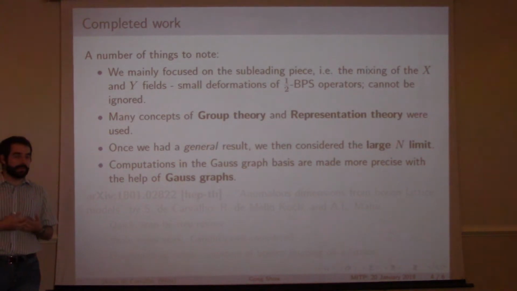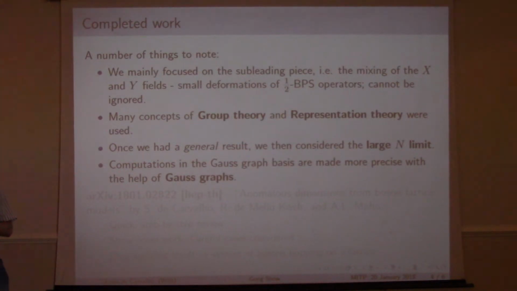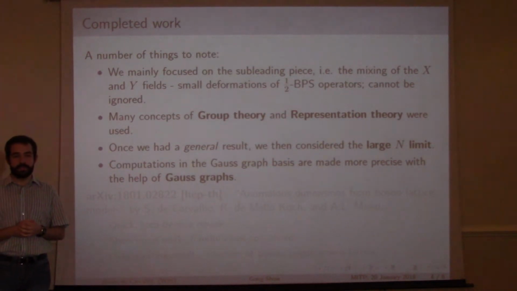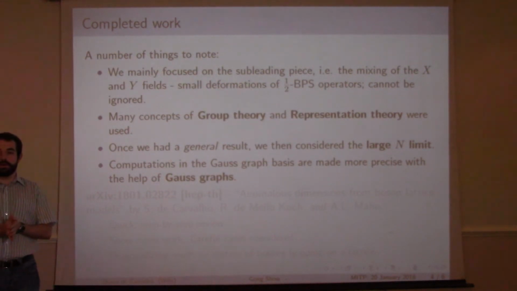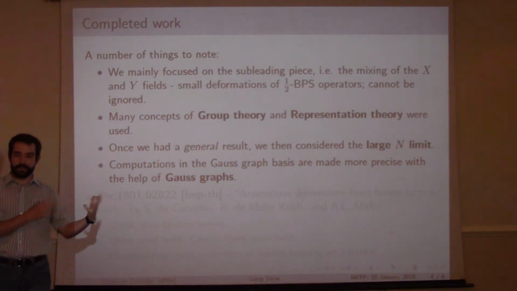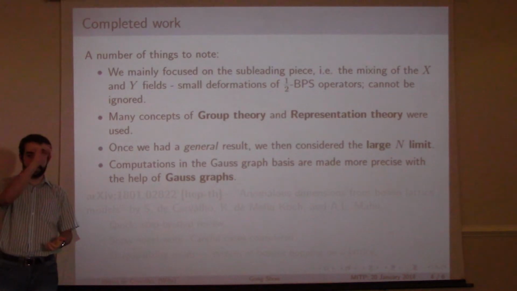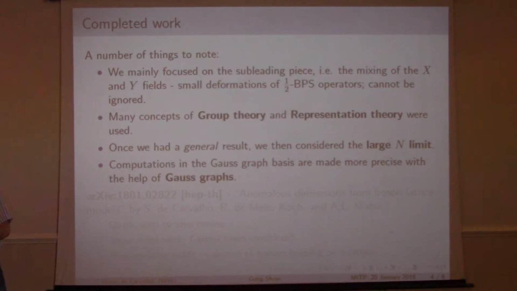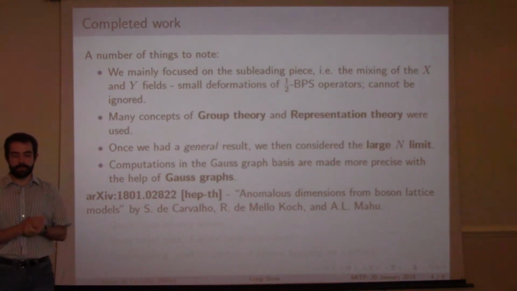And computations that are made in the Gauss graph basis can be made more precise with the help of Gauss graphs. So to give you an idea, unfortunately I didn't put any illustrations, but the giant graviton branes can be thought of as dots, and the open strings are these lines connecting between these dots. An equivalent way of representing it is when you're looking at a Young diagram, that each row represents a brane, and the movement of boxes at the end of these rows would be then the strings going from one brane to another.